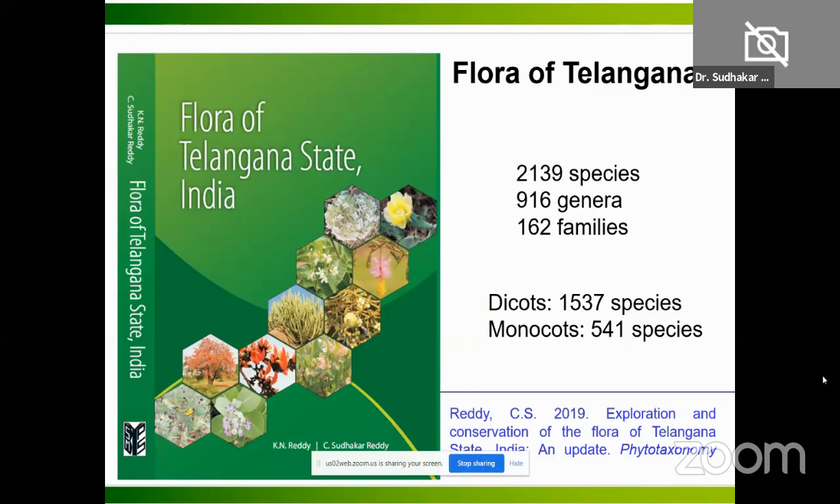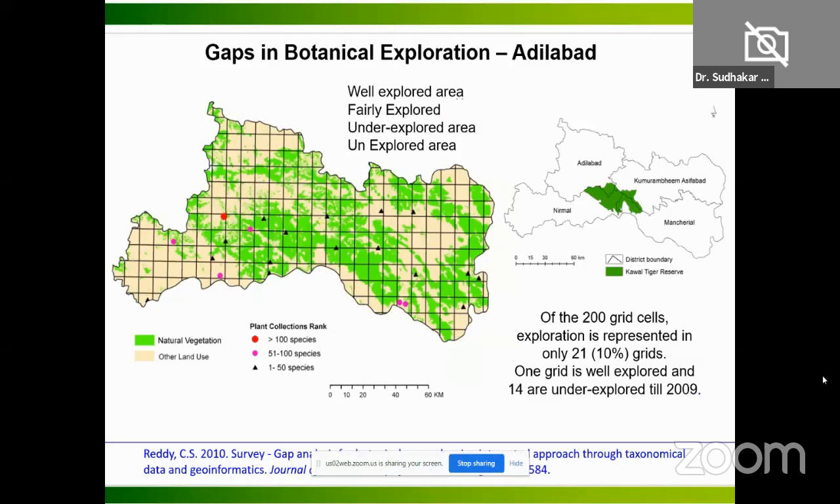I am showing how the baseline information will help us in taking up more exploration and identifying more additions to the given state. This is one study I published in 2010. At that time, Adilabad was not divided into four districts. It was one of the largest districts in Andhra Pradesh. Here, I collected the information from the different herbaria, and I found that the exploration was conducted in only 21 locations.